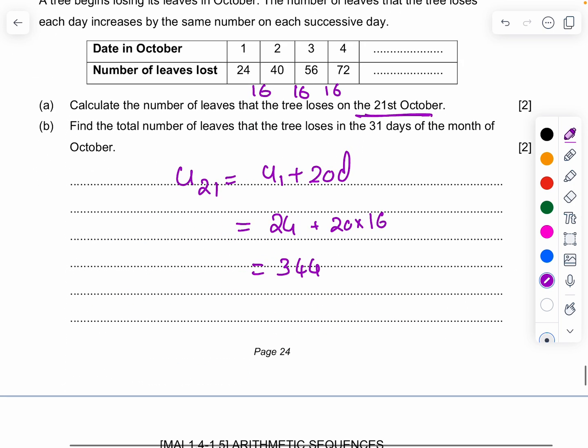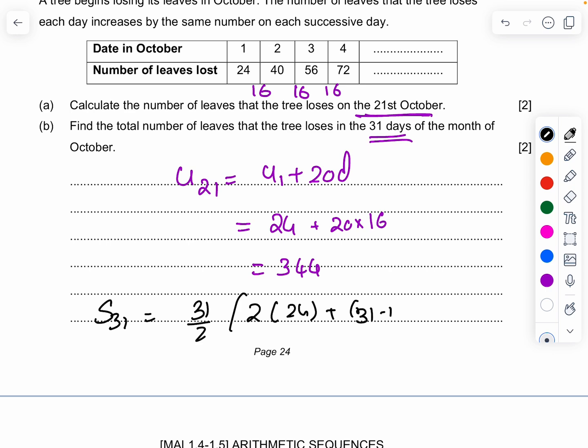Find the total number of leaves lost in 31 days. So S31. So 31 upon 2, 2U1. U1 is nothing but 24, plus n minus 1, 31 minus 1 times D. D is 16. So it's going to be 8184.